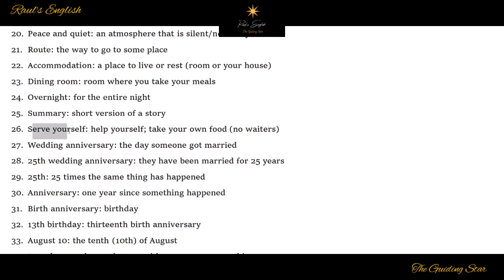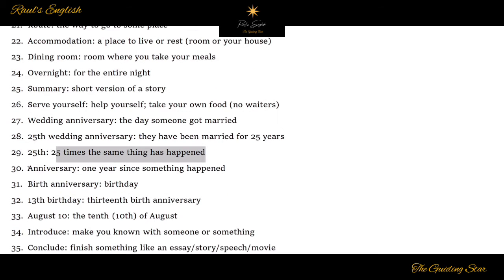26. Serve yourself. Help yourself, take your own food. That is, there aren't any waiters, so you have to serve yourself. Wedding anniversary. The day someone got married is their wedding anniversary. So this is again ordinal number 25th. Wedding anniversary. That means they have been married for 25 years. So they got married on this day 25 years ago. Right, so 25th. Again, ordinal number 25 times, the same thing has happened. Right, so that is 25th ordinal number.